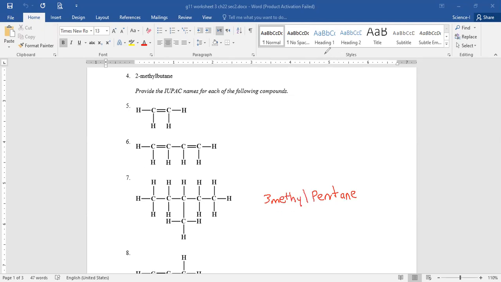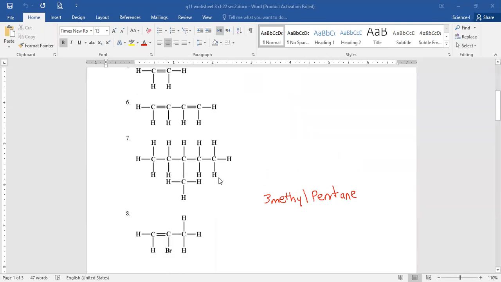Then let's pass to the next one, number eight. Here we have three carbons and a double bond, and we also have bromine, which is also a kind of branch. So we need to name this. How are we going to name it? Three carbons means prop-.